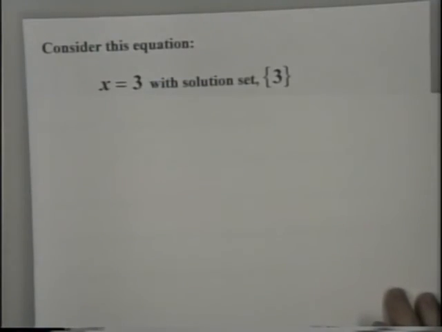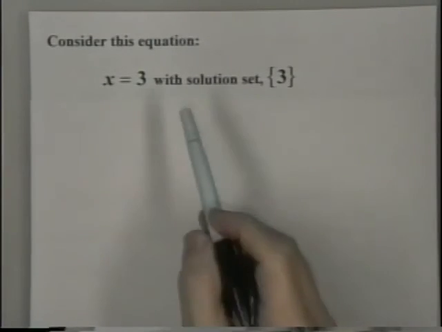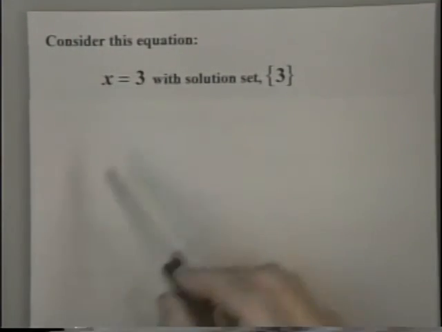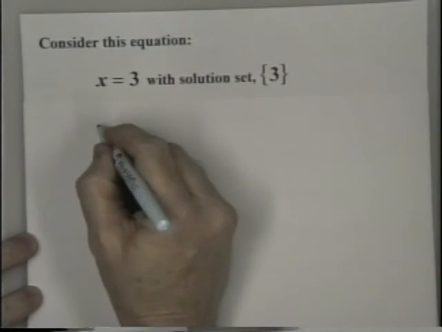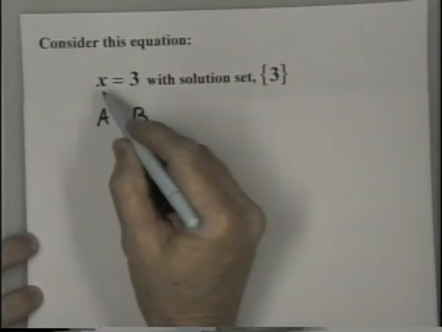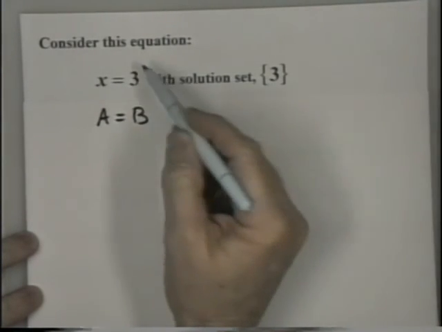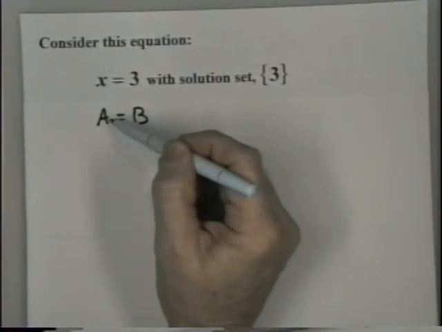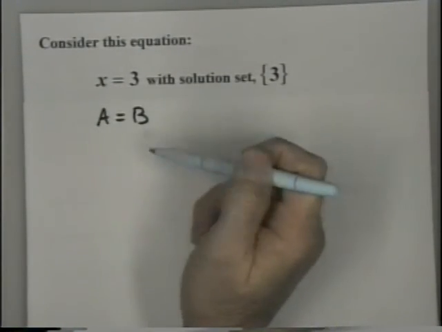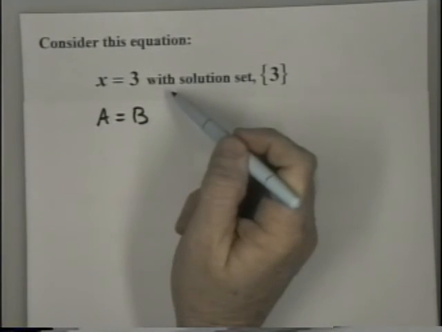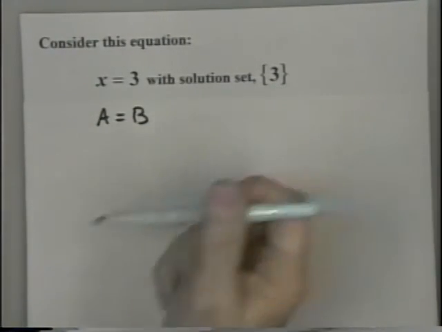In fact, let's look at an example to see that. If you look over on the pad, consider this equation. We'll keep it simple. A moment ago I was using capital A equals capital B. Capital A just represents the left side of the equation, and capital B just represents the right side. This is a real simple equation: capital A is x and capital B is 3. x equals 3. It has solution set, obviously, 3.